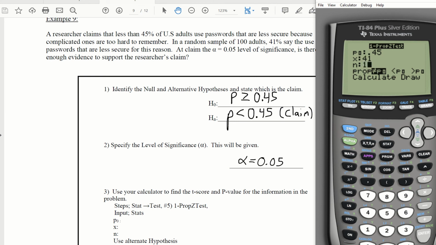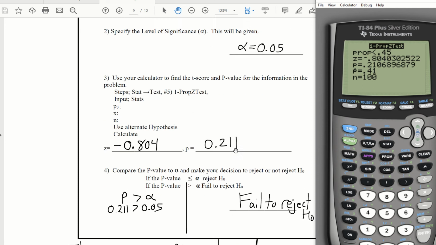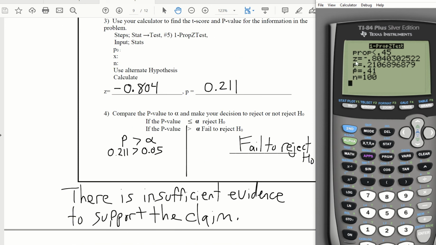Our sample size is 100, and then we need to choose the type of test we're doing. Because it is p less than in the alternative, this is a left tail test, so I need to make sure I select the left tail test by hitting enter. We can now hit calculate, and we get the z-test score, which is negative 0.804, and our p-value, rounded to 3 places, is 0.211.